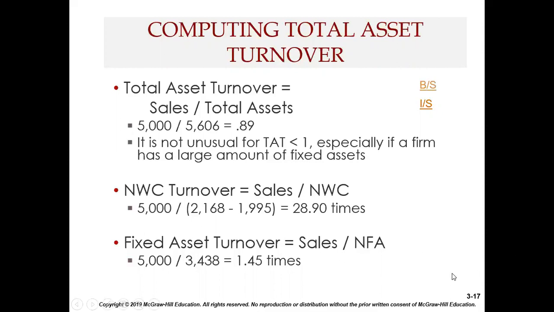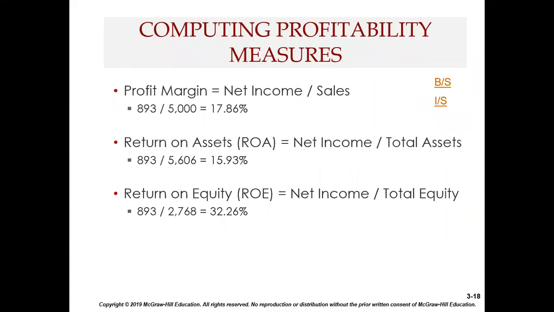Okay, so how well we're using the assets, how well we're managing them. Are we producing sales with them? So these 6 or 7 ratios help us define that. The next set of ratios measures how profitable we are.